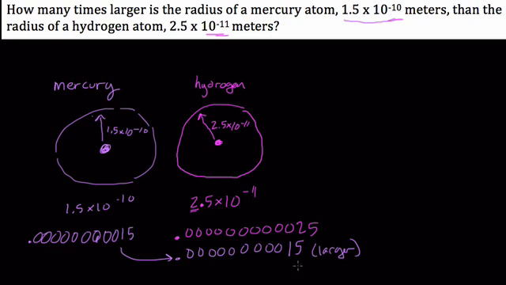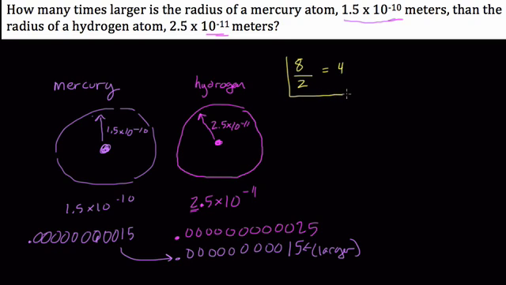Now, why am I giving all this background? Well, I want you to realize that when you're asked how many times larger one number is than the other, all you're doing is dividing. So if I was saying, how many times larger is 8 in comparison to the number 2? Well, you would just divide 8 by 2, because 8 is larger than 2, and this would tell you that 2 goes into 8 4 times, so the answer is 4.